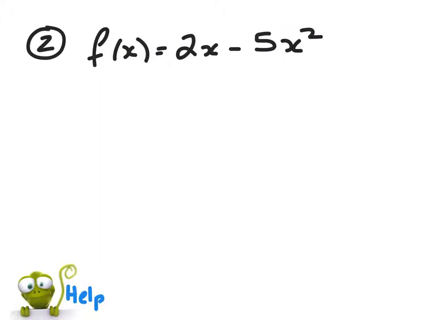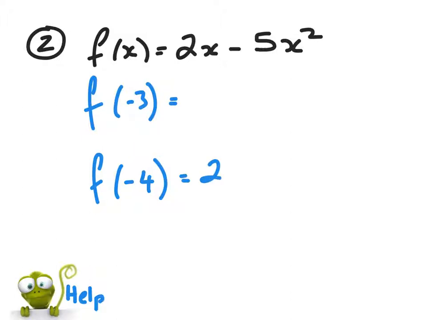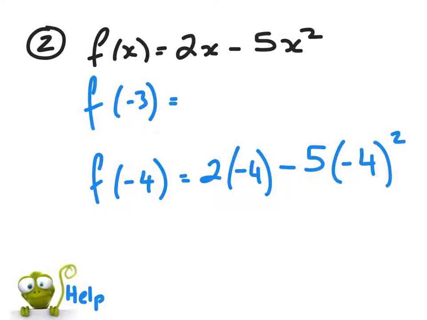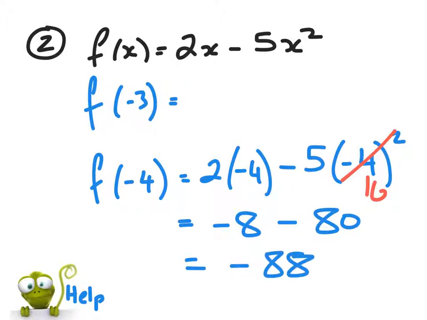Second question, a functions question. You're asked in the homework sheet to work out f of -3. I won't do that one, but just to give you a wee help, I'll do f of -4. So that's 2 times -4 minus 5 times -4 squared. So 2 times -4 is -8. -4 squared is 16. 5 times 16 is 80. -8 take away 80, -88. Okay, remember that's not the answer. You're doing this one here.